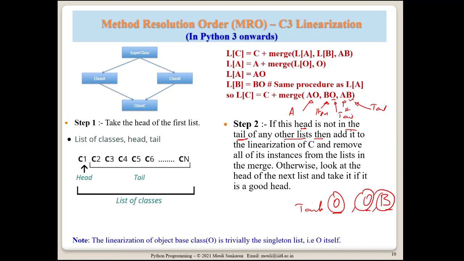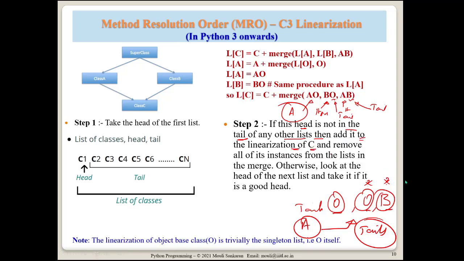What is the head? A is the head. You are picking up a head A, and then you are going to look into all the tails of the remaining lists. You are doing that in step 2. So if this head, which is A, is not in the tail of any other list, is it there? It is not there in both. Then add it to the linearization of C.